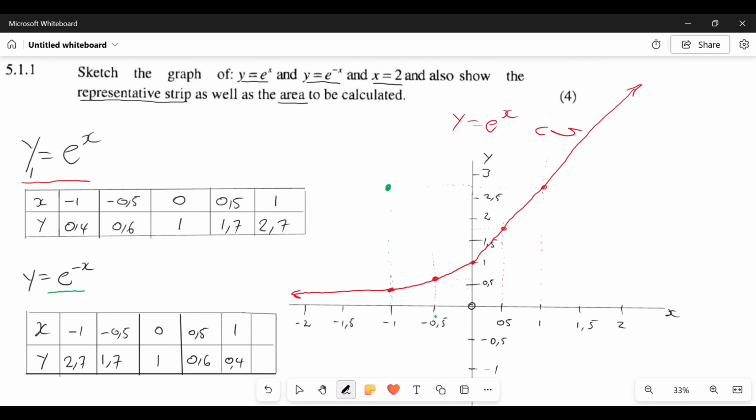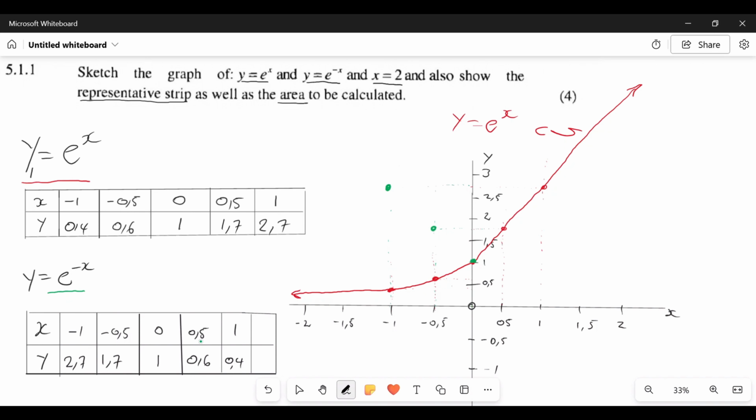When x is negative 0.5, your y is going to be positive 1.7. So we draw a line that is going vertically upwards, right? And then at this point here, our y is going to be 1.7. So 1.7 is between 2 and 1.5 on the y-axis. So we draw a line again here. Where they meet, you draw a point. And then when x is 0, well, our y is going to be 1. So at this point, again, that's where our graph meets, right?